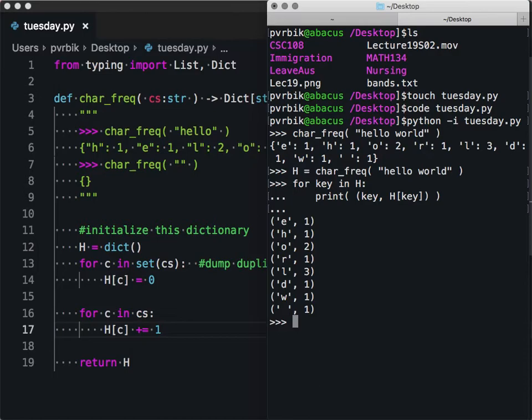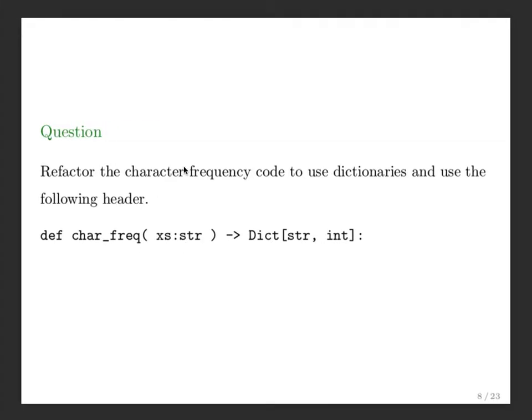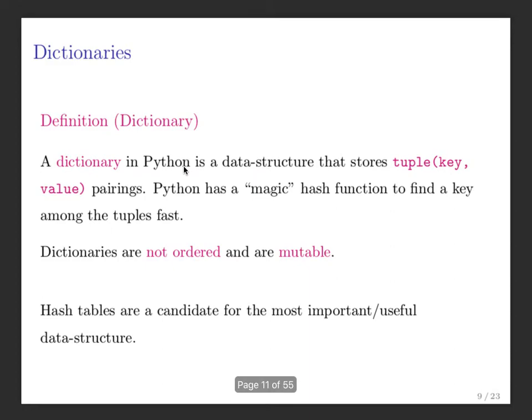So Python's hash function is so good that when I call this, oops, H of L, that doesn't take, it's not stepping through the whole list to find this. It has a magical way of finding L immediately, right? As if it's like an array index. It can find it straight away. It's a beautiful, magical thing that's constant time complexity to get it out, for those of you who that statement is meaningful. So a dictionary in Python is a data structure that's technically storing tuples. It's storing pairs of key values. Python has a magic hash function to find a key among the tuples fast.